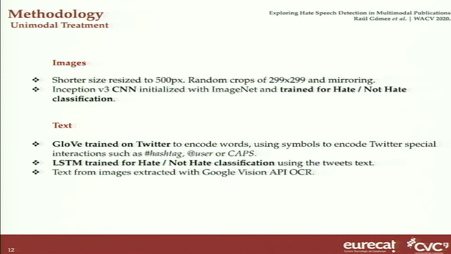First, we treat both modalities separately. For images, we train a CNN for hate and not hate detection. And for text, we use a GloVe model to encode words. This model is trained on Twitter, and we use it to ensure we have representation for common Twitter slang. And we also use symbols to encode common Twitter interactions, such as hashtags or mentions. And then, using the tweets text, we train an LSTM also for hate, non-hate classification.